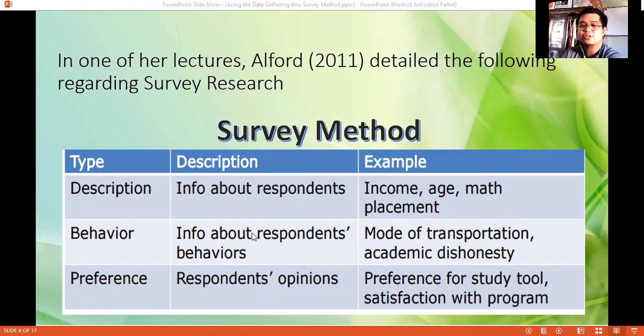Mode of transportation, academic dishonesty, for example, your attitude towards online learning today. That is behavior. Or when we say preference, this is the level of. What are your levels of? Let me ask you about your dependent variable. What will you measure in your dependent variable? Can I ask Miss Esteves?